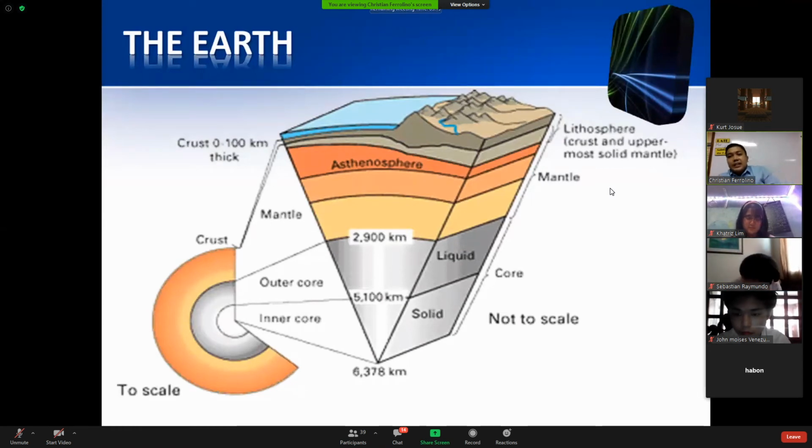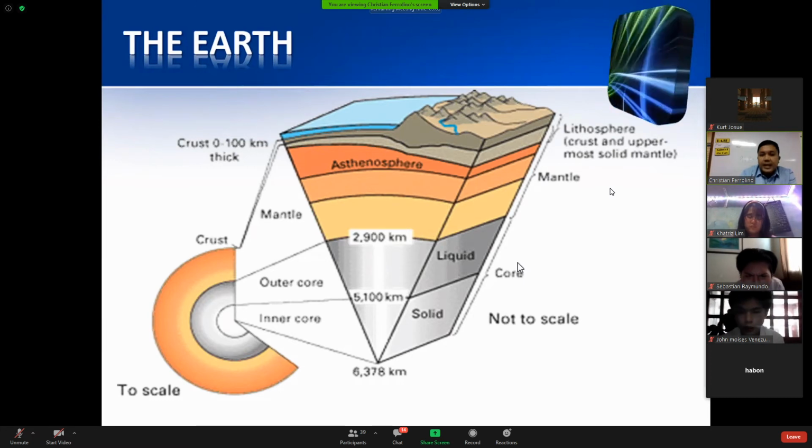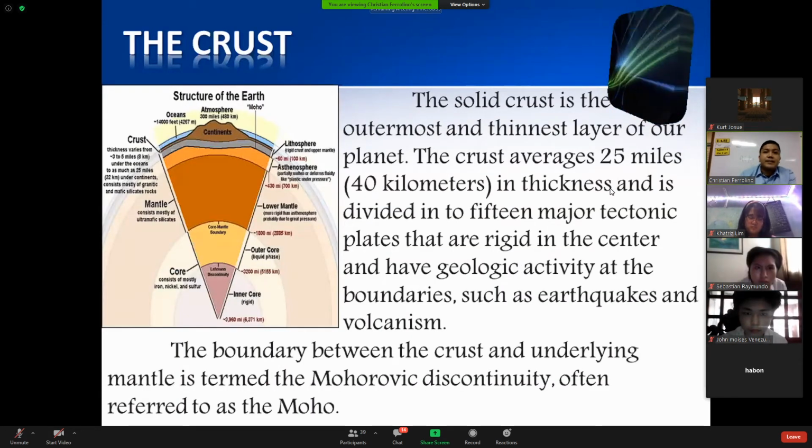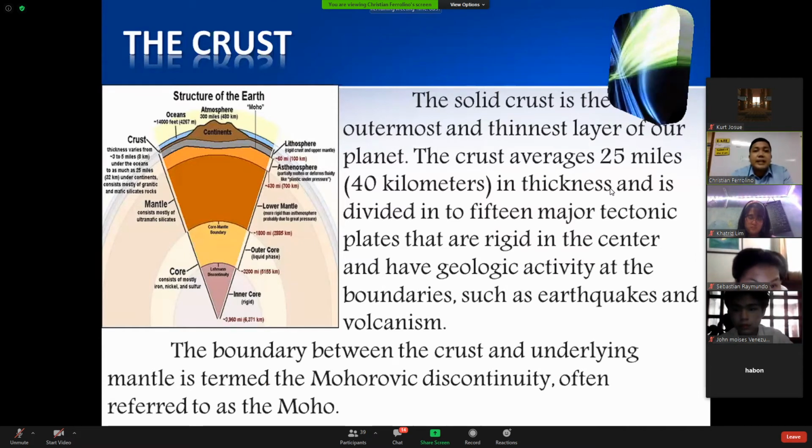Kung titingnan ninyo in the diagram itself, kung makikita ninyo, the crust is followed by the mantle. It's followed by the mantle and followed by the core. Let us now look into each of these particular components. So, the first one is the crust.